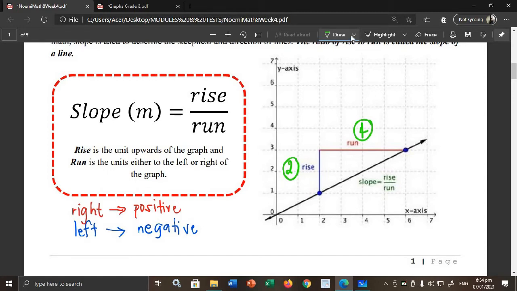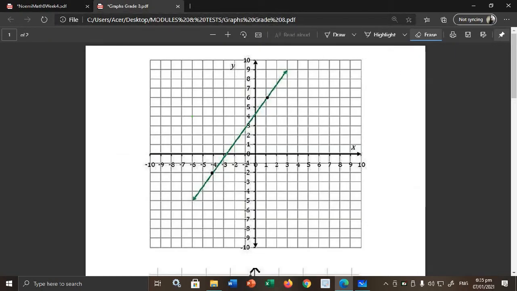So computing the slope of this example using the formula, of course, rise over run. So the slope is equal to rise 2 units over run, which is 4 units. Simplifying this, the slope is equal to 1/2. So the slope of this line is equivalent to 1/2. Let us solve some more examples regarding the slope of a line.